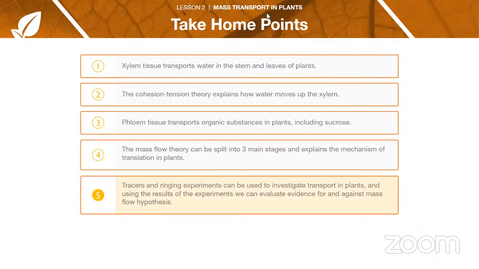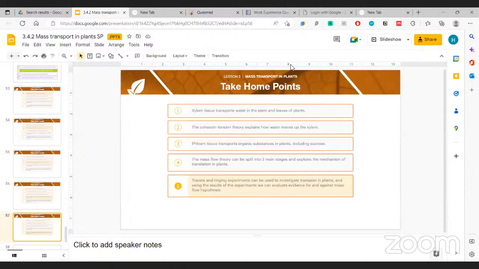Another crucial thing is tracers and ringing experiments aren't in every specification. So if you don't feel like you've covered those, you might not have. So don't worry if you don't feel like that's something that you've done. They're not in every spec, so don't worry about it.